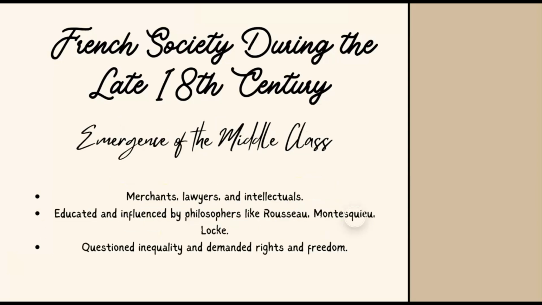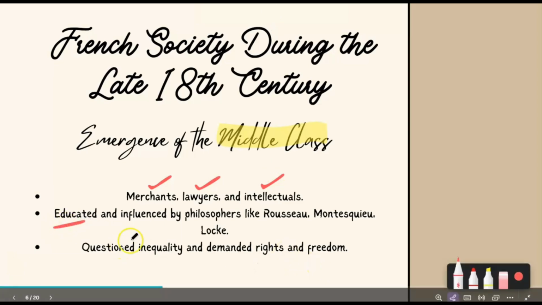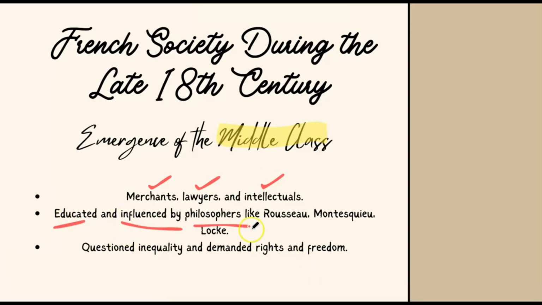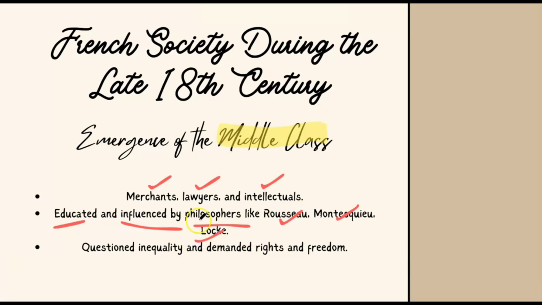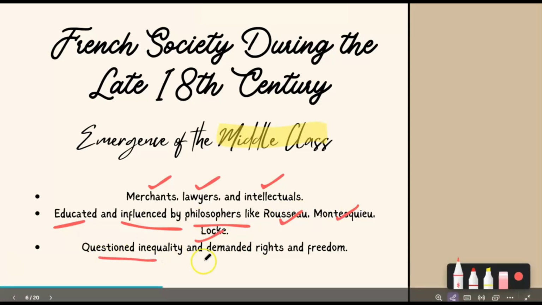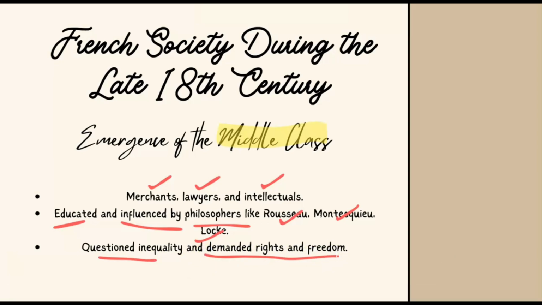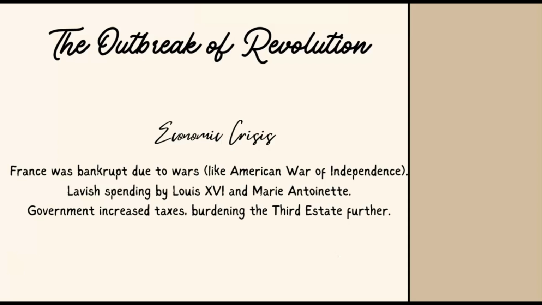But within the third estate, a new group began to grow, the middle class. These were merchants, lawyers, teachers, and doctors. They were educated, wealthy, and inspired by Enlightenment philosophers. Thinkers like Rousseau, Montesquieu, and Locke questioned inequality and spoke about freedom, democracy, and natural rights. The middle class soon became the leaders of revolutionary change.